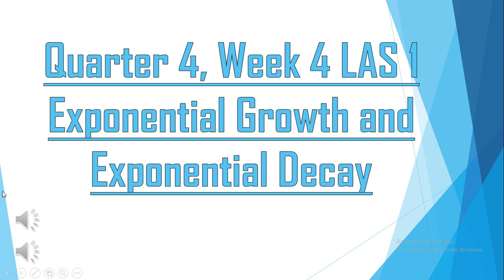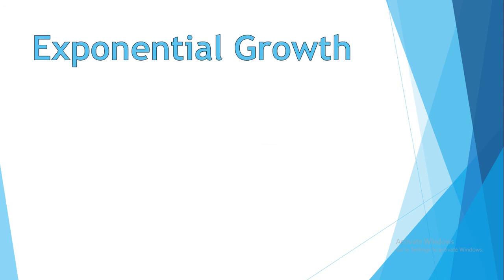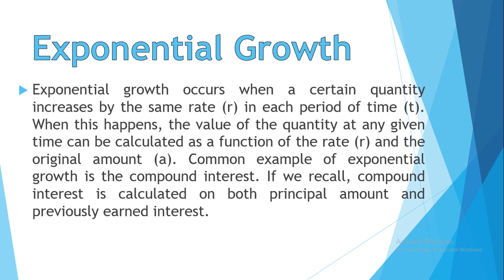Basic Calculus, Quarter 4, Week 4, Lesson 1. Exponential growth. Exponential growth occurs when a certain quantity increases by the same rate r in each period of time. When this happens, the value of the quantity at any given time can be calculated as a function of the rate r and the original amount a.